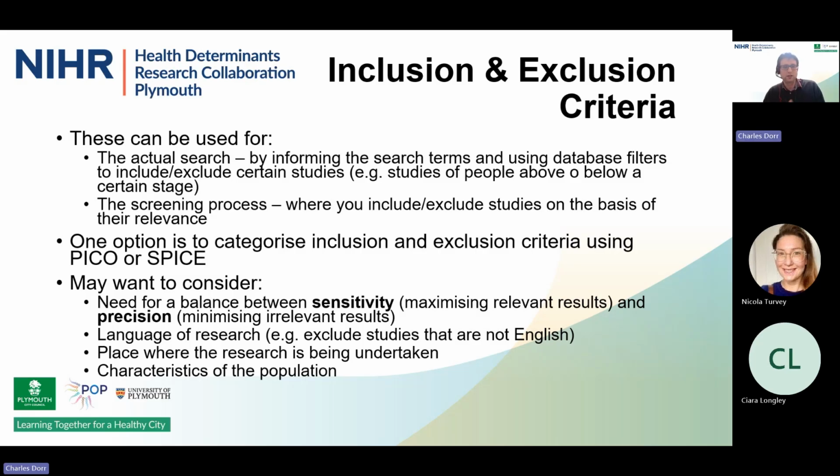And there's a few other things that you can consider, like where is the research being undertaken? So, what country, are you interested in research that's been undertaken outside the UK? Are you interested in research in the developing world or just the developed world? And the language, do you just want studies in English? All those things need to sort of be considered.